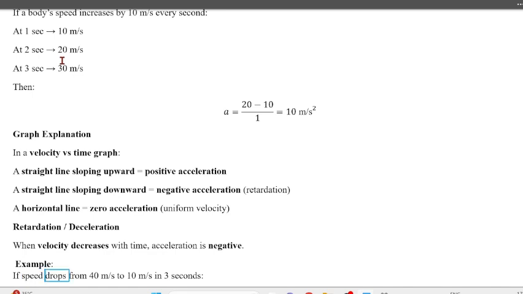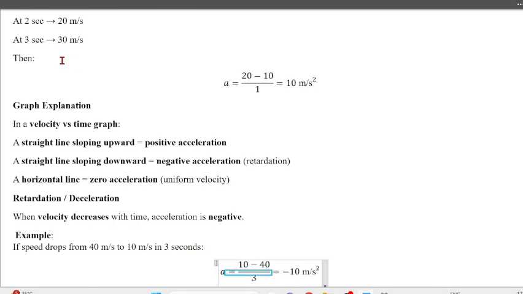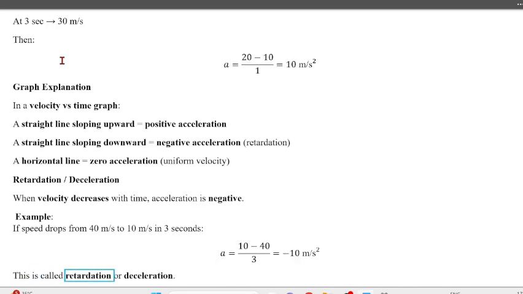Retardation, or deceleration: when velocity decreases with time, acceleration is negative. Example: if speed drops from 40 m/s to 10 m/s in 3 seconds, a equals (10 minus 40) over 3 equals minus 10 m/s². This is called retardation or deceleration.